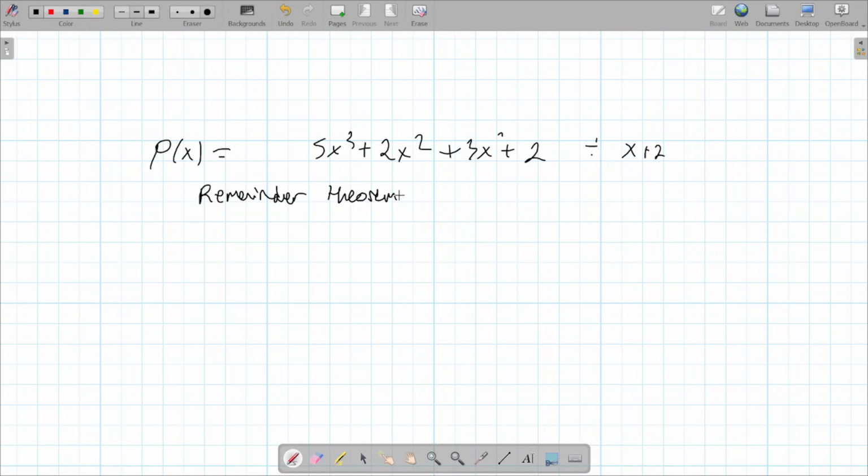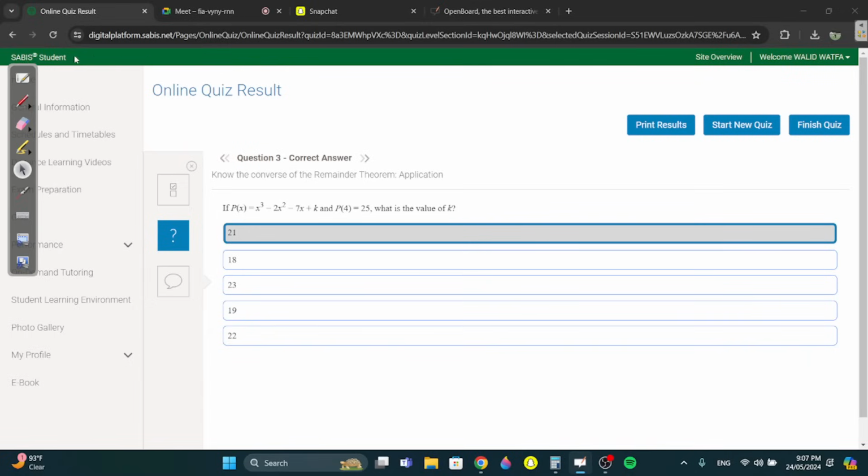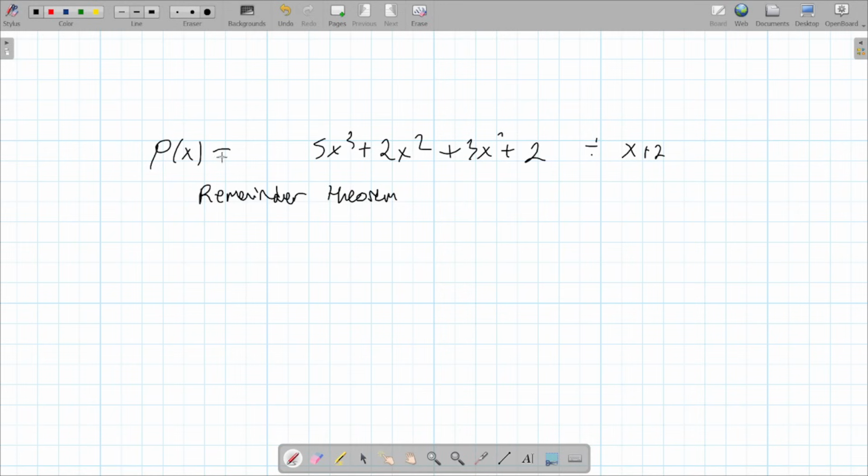I'm not going to explain it now. Actually, I will explain it; it might make extra sense for you. The remainder theorem says if you're dividing p of x by x plus b, then the remainder is always equal to p of minus b. That's the theorem. So without having to divide and find your remainder, all you have to do is substitute the opposite into p.